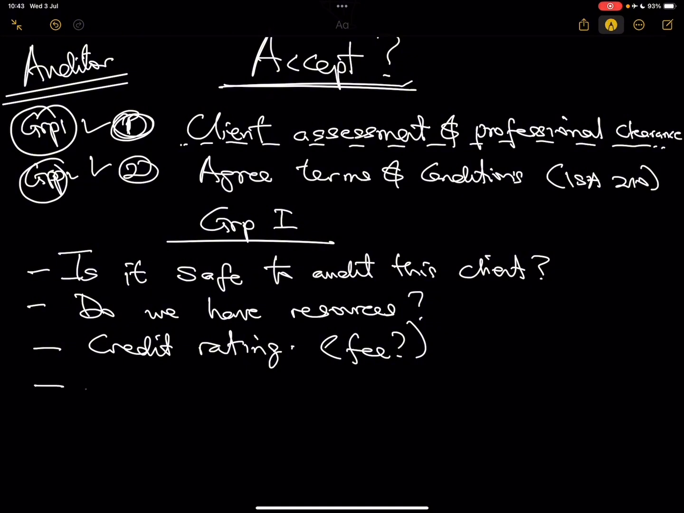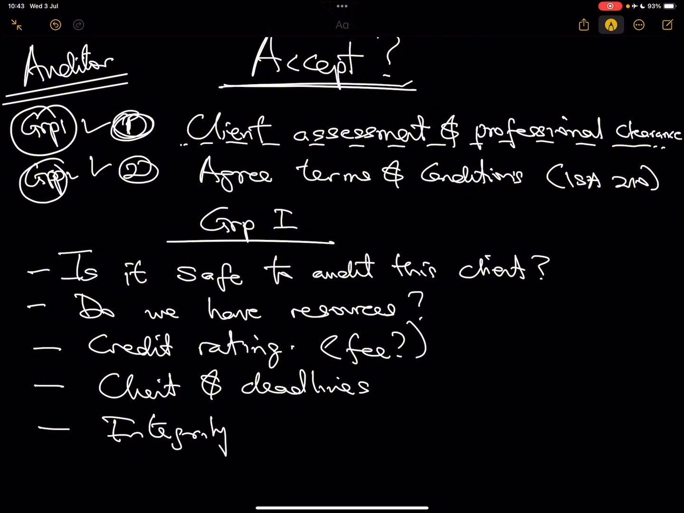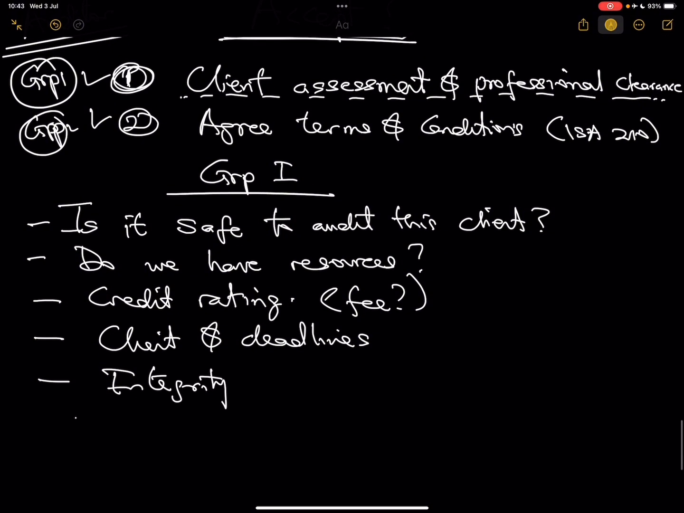You're asking yourself, will the client be able to meet the deadline in terms of providing all the resources, the information, the data and information that you need? You are checking the integrity of the client's management and directors.